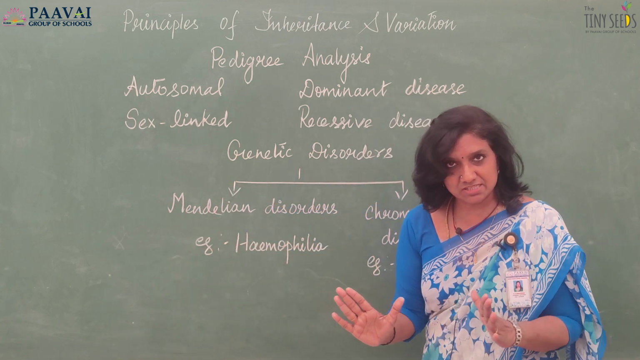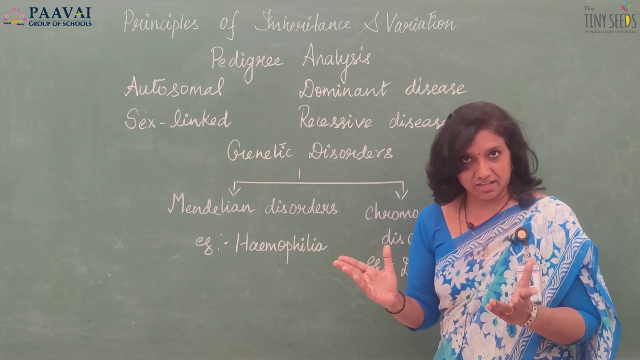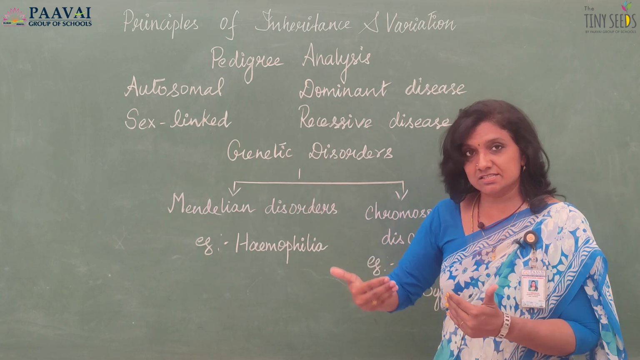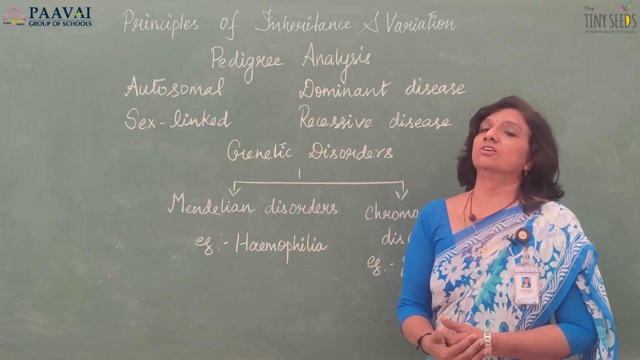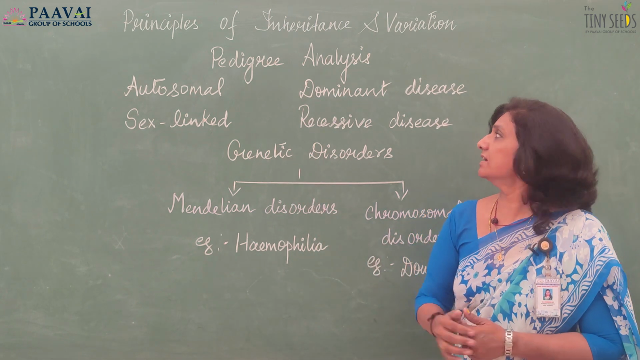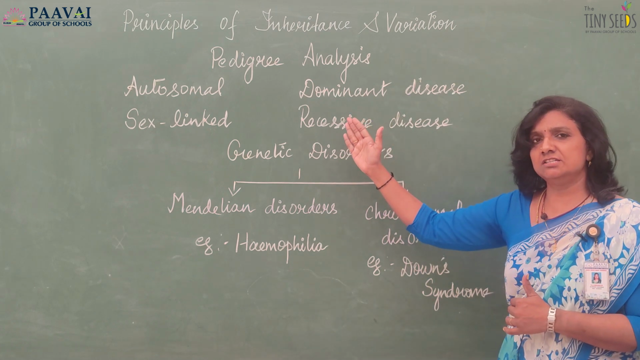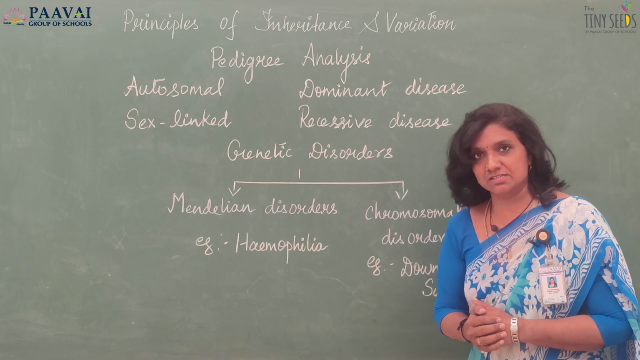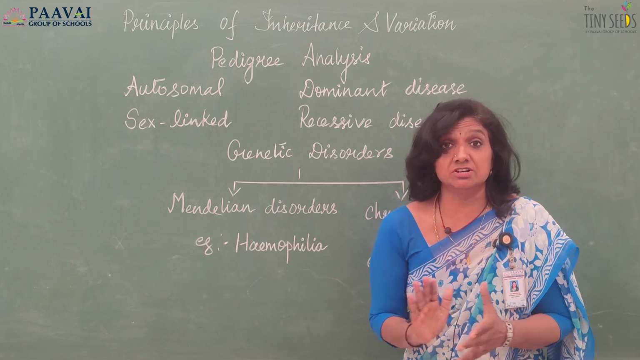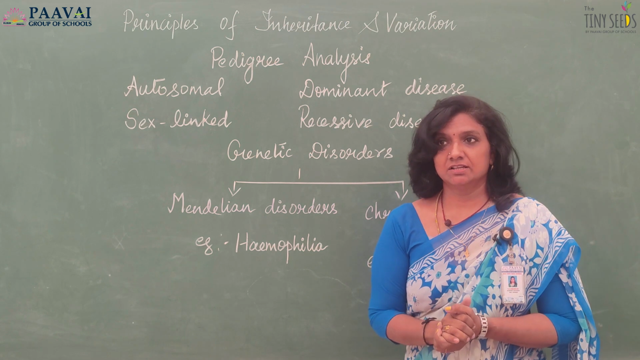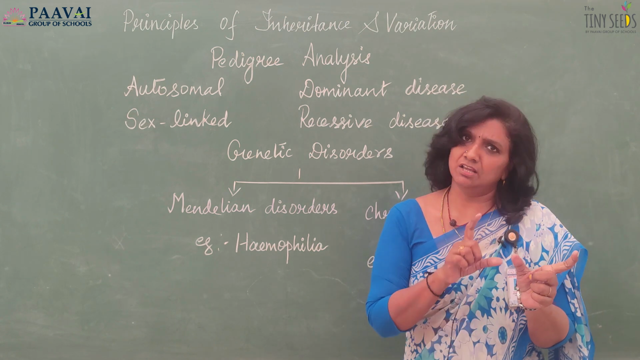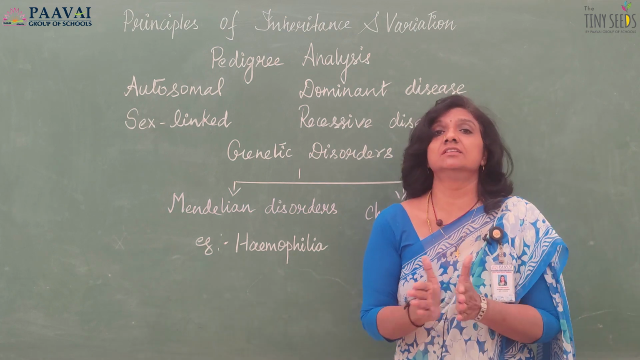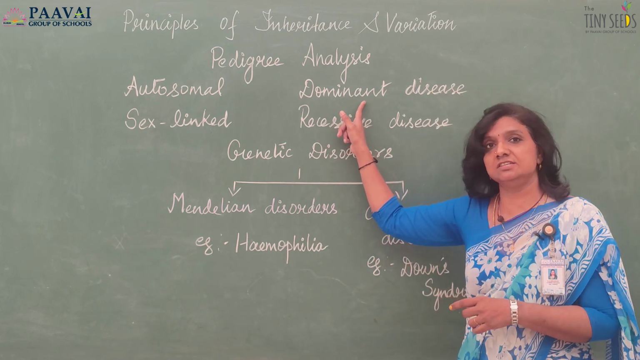Are you all clear with this? What is meant by pedigree analysis? And two types like autosomal disease and the next is sex-linked disease. Now let's move on to the next part, that is dominant disease and recessive disease. Dominant disease means which will never skip the generation. For example, if the parents are affected, definitely the children will be affected. So it will never skip the generation. That is called dominant disease.